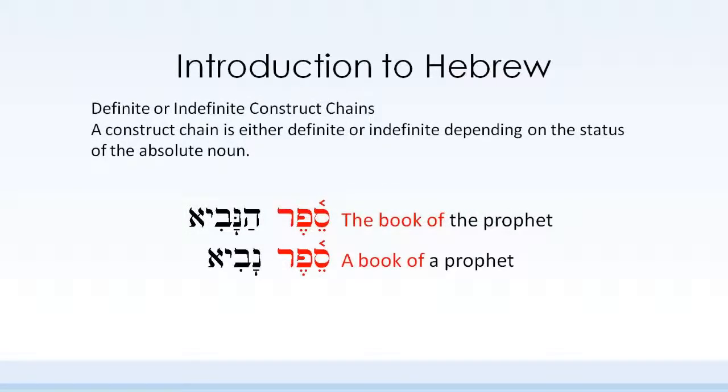A construct chain is either definite or indefinite depending on the status of the absolute noun. In the first example below, we see Sefer HaNavi, the book of the prophet. In this chain, Sefer means book and HaNavi is the prophet. Because HaNavi is definite, the whole chain is definite. So we have the book of the prophet. But in the second example, we see Sefer Navi, a book of a prophet. In this example, Navi is indefinite, so the chain is indefinite.